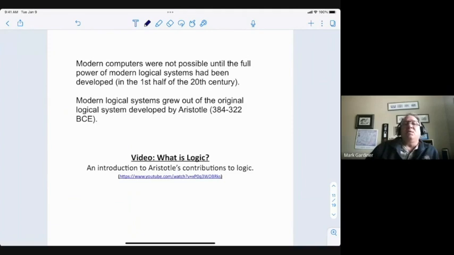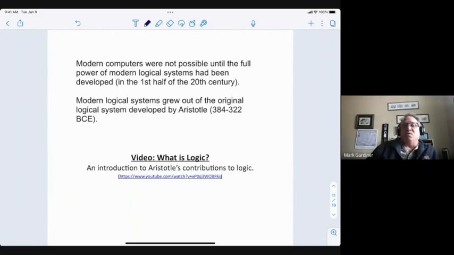But modern computers were not really possible until the full power of modern logical systems had been developed. And most of that got developed in about the first half of the 20th century. Still lots of advances and discoveries and applications and new things that are being learned in fundamental logic. But the bulk of modern logic was developed in the first half of the 20th century. And so, it's no accident that modern computers didn't arise until around the middle of the 20th century and have gained such a high degree of sophistication that we're seeing now.